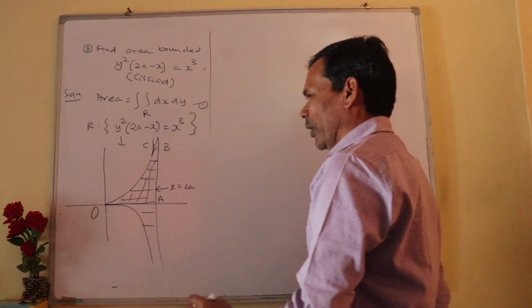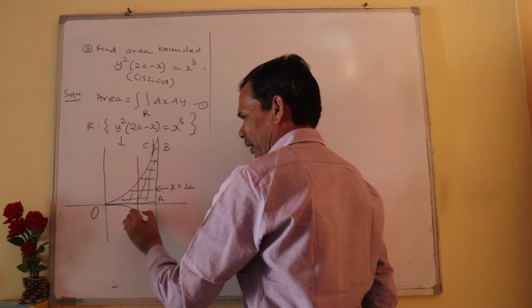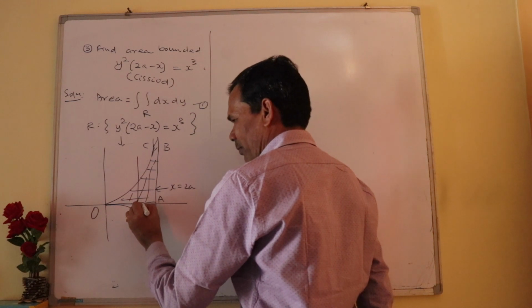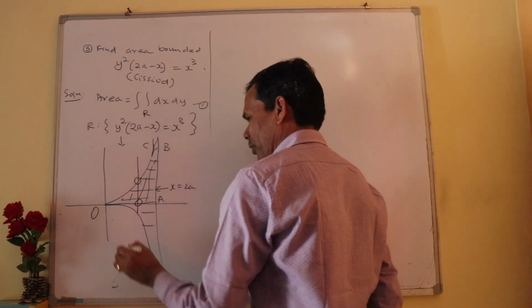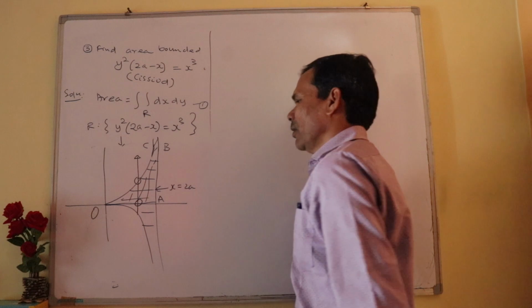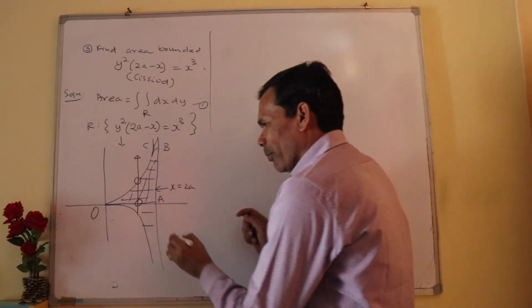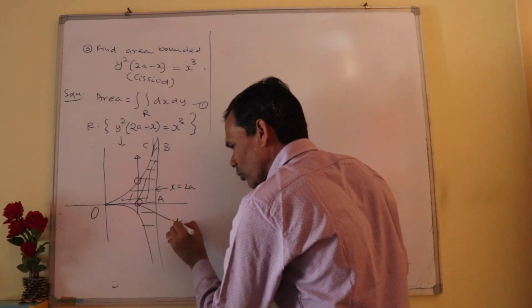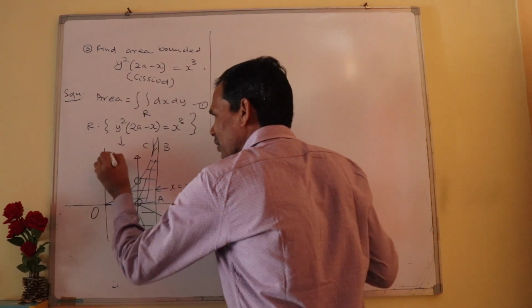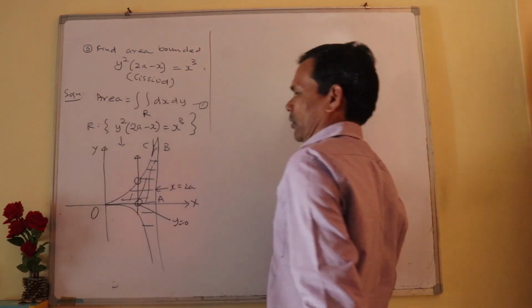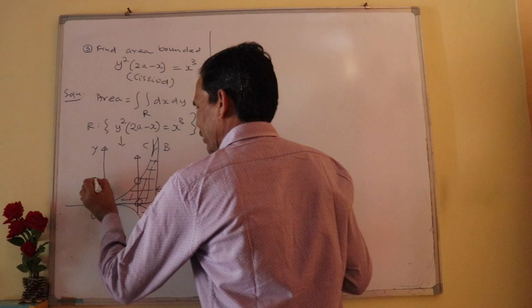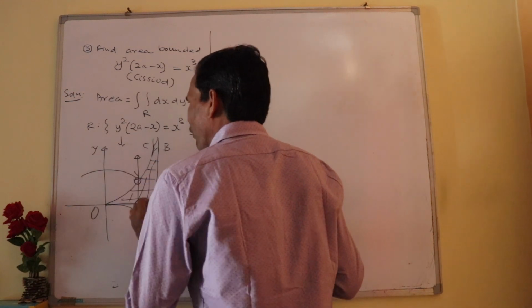Now to find limits, what do we do here? We find limits for the upper half from here to here. We draw a strip, a vertical strip. At this particular point, y is equal to 0 because this is the x-axis and this is the y-axis here. At this particular point, the value of y.